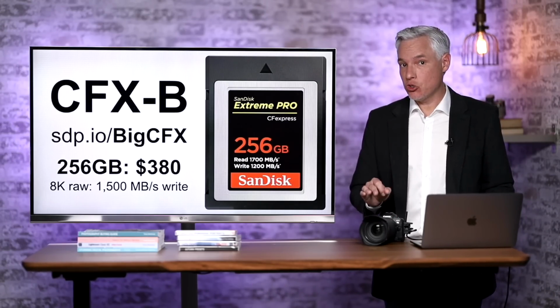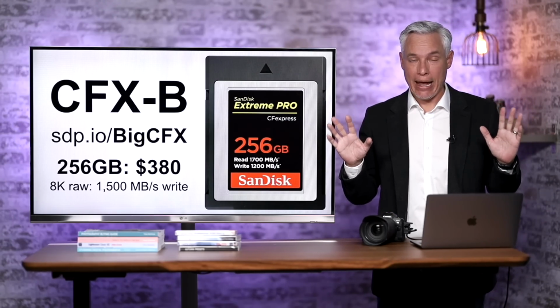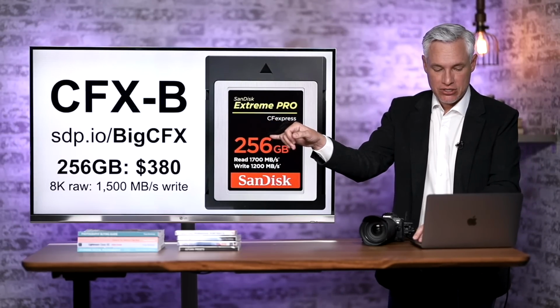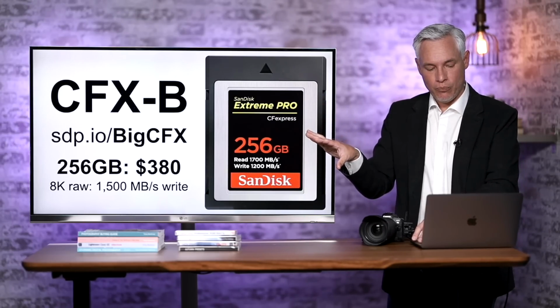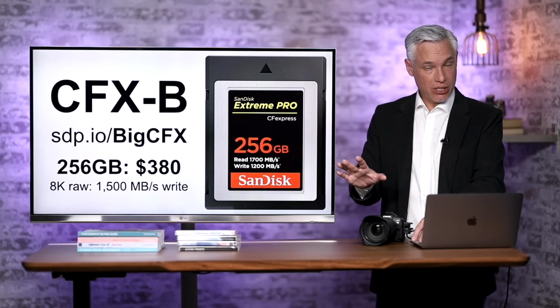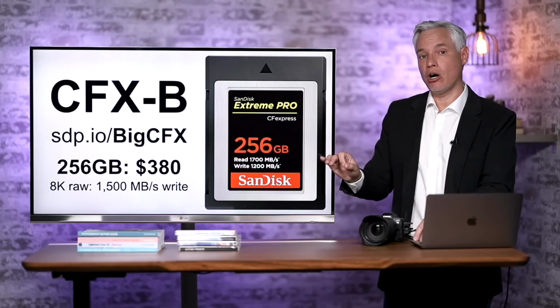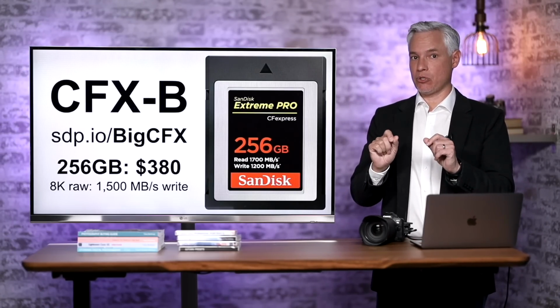I suggest getting a 256 gigabyte card so you're not stuck with no more memory out in the field. You can go to sdp.io/bigcfx to see my recommendations, but I like the SanDisk Extreme Pro. If you plan to use the 8K RAW video feature, which is excellent, but it records incredibly huge files at high bandwidth, you need a card that can write at 1500 megabytes per second.